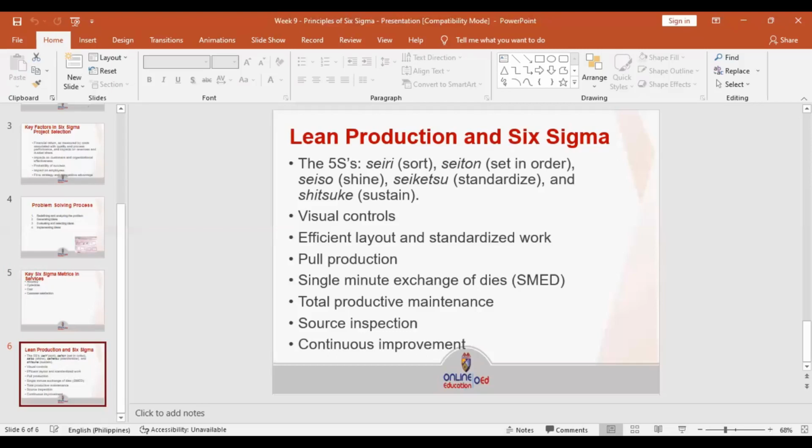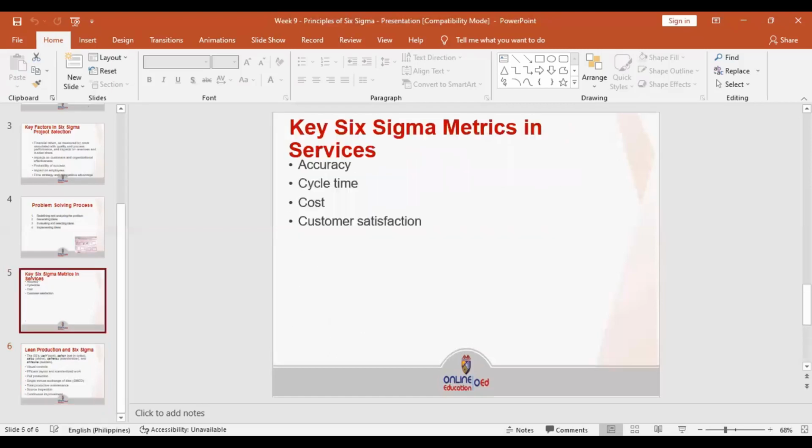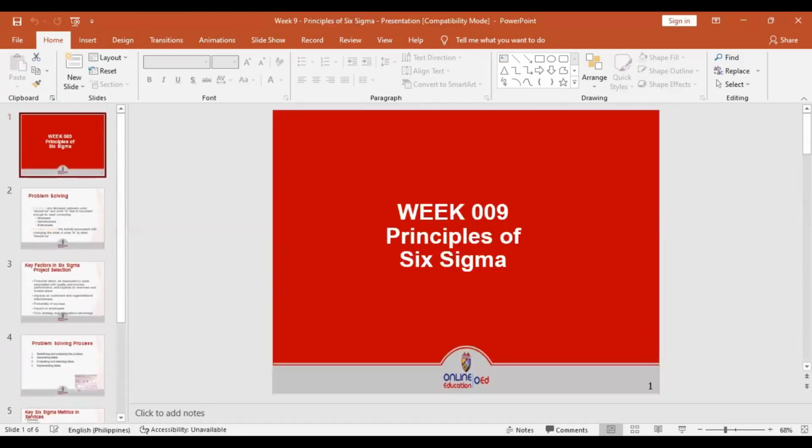Improvement does not end here or there; improvement is continuous in order to retain the quality and also, of course, to retain the satisfaction of customers. That's why there's a saying that there's always space for improvement. Even if you have already improved, you need to improve more to retain our customers and to retain the quality. Okay, so that will be our topic for today, and that is the principles of Six Sigma.